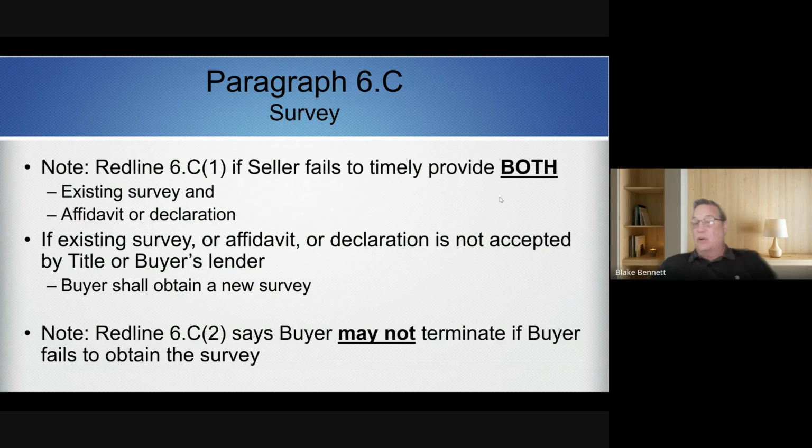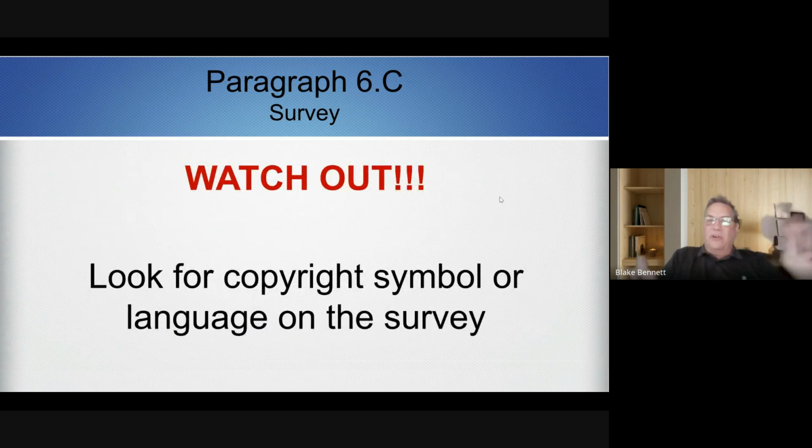If the existing survey or the affidavit or declaration is not accepted after the seller has provided it, then the contract says buyer is going to get a new survey. The red line of 6C2 says buyer may not terminate if buyer fails to get a new survey. So if buyer doesn't get a new survey, sorry, you can't terminate on those grounds. Watch out. Look for copyright symbols as well.